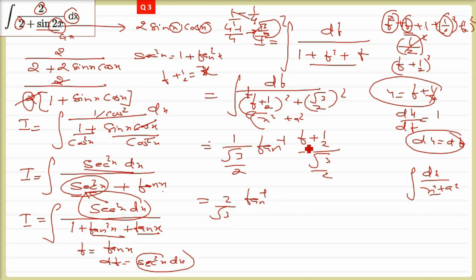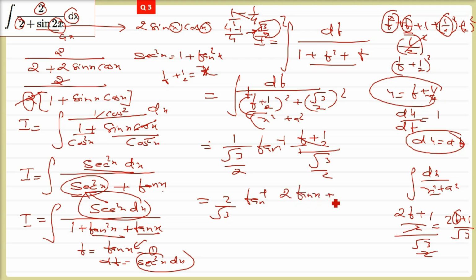Let's solve this first, t plus half. Now let's take the LCM. So 2t plus 1 by 2 divided by root 3 by 2. 2 gets cancelled, you get 2t plus 1 by root 3. What is t? Remember, tan x was taken as t. Please remember, t was introduced by us. It is our responsibility to get rid of it also. So 2 tan x plus 1 divided by root 3, plus constant of integration. That's your final result.